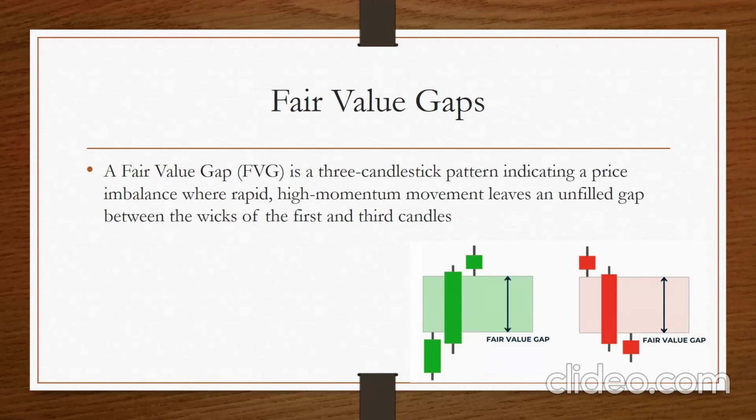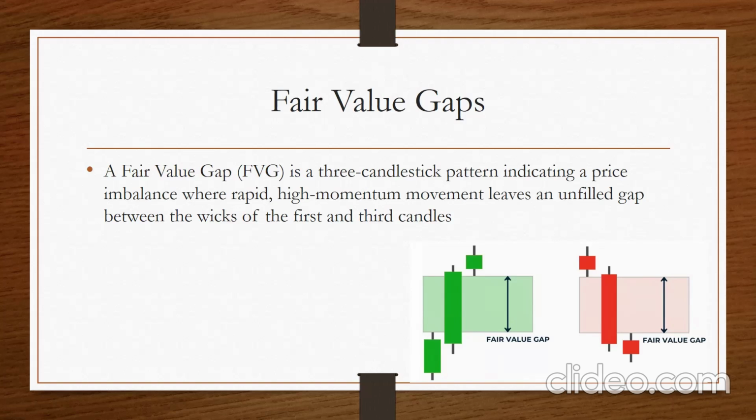Their tips or their wicks must not overlap. By overlapping, we mean that the prices shouldn't cross at any point. If it happens, it is not a fair value gap. Then most of the time, the middle candle is bigger than the first and the second candle. Most of the time, it's like that. Okay, the middle candle is bigger than the first and then the second candle.